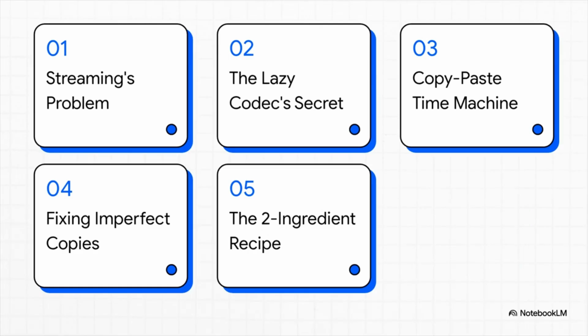First, we're going to wrap our heads around why streaming should be impossible. Then, we'll expose the big secret of something I call the lazy codec. After that, we'll get into its wild copy-paste time machine, see how it cleans up its own messes, and then we'll boil it all down to a super simple 2-ingredient recipe.